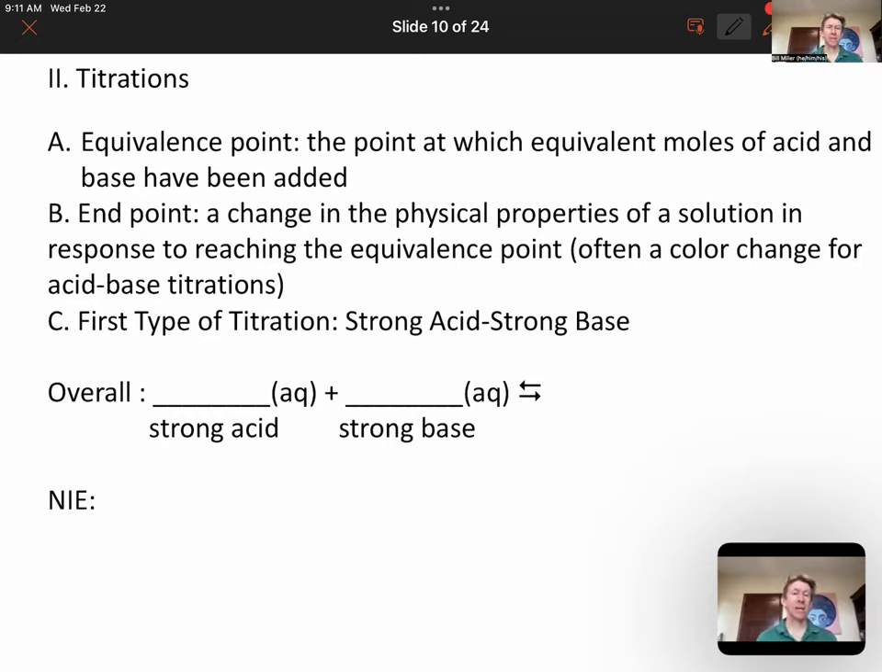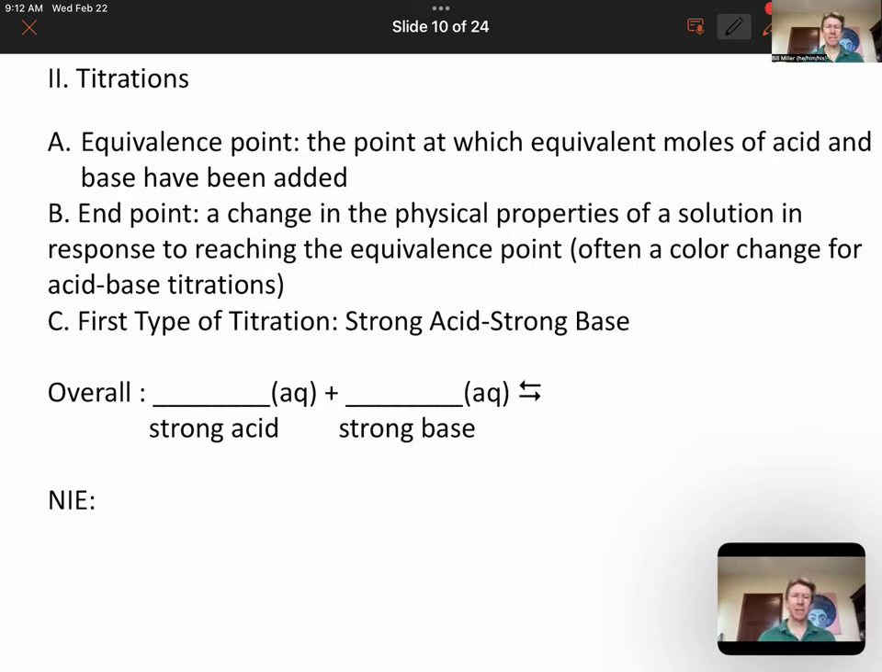And the end point is a change in the physical properties of a solution in response to reaching the equivalence point. It's often a color change for an indicator for acid-base titrations, though it can also be a change in conductivity through a conductometric titration, and it can be a change in pH, which is really, as we'll see, a change in the voltage or potential, called the potentiometric titration. Anyway, there's a couple different options.